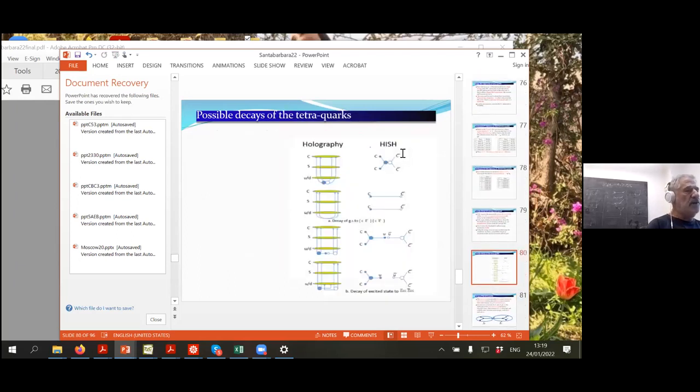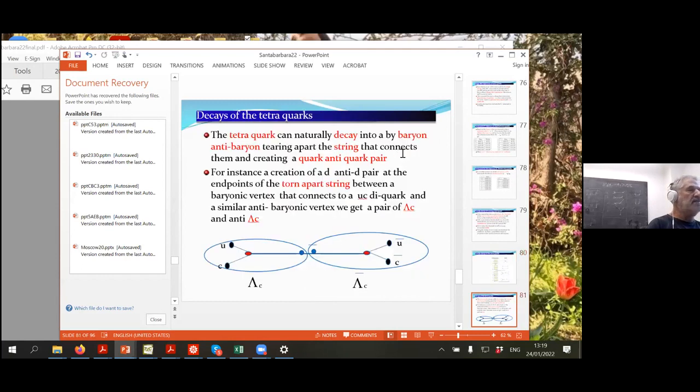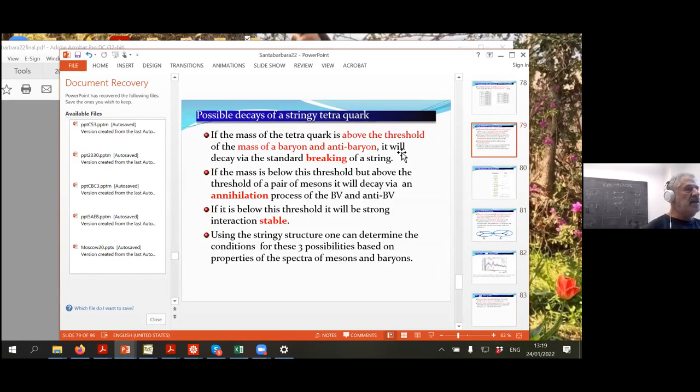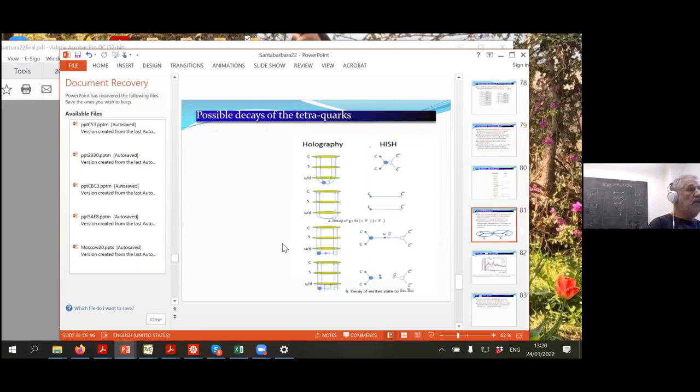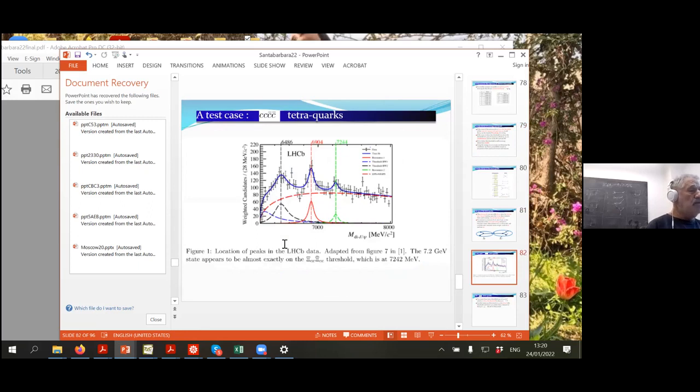Another example, okay, so let me mention, sorry, that there are in fact two types of possible decays. If the mass of this tetraquark is above the threshold of the baryon anti-baryon, it will decay by breaking. If it is below this threshold but above the threshold of two mesons, it will decay by an annihilation process of the baryonic vertex and anti-baryonic vertex. And if it's below this threshold, it will be strongly stable. Now, using this, one can state precisely, I don't have time to do it, the condition for these three possibilities, but we analyzed one particular system which was recently discovered.